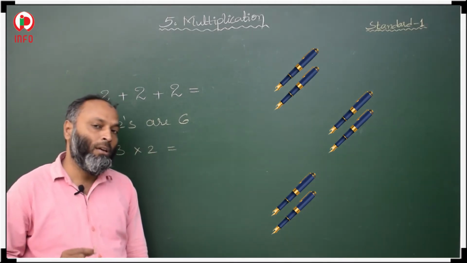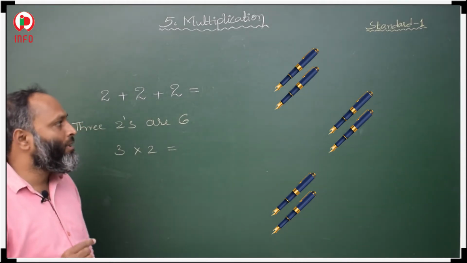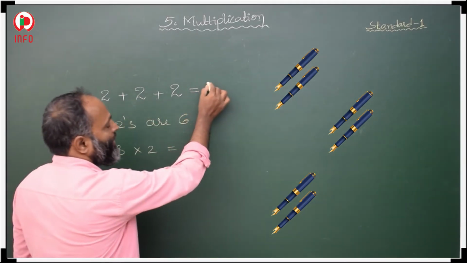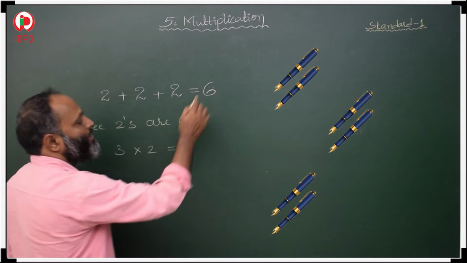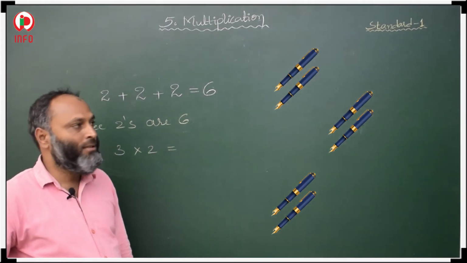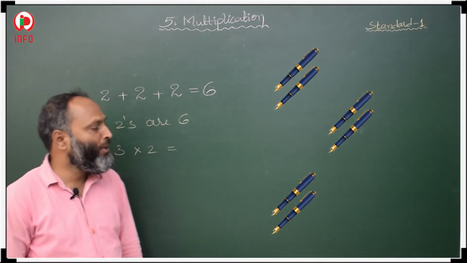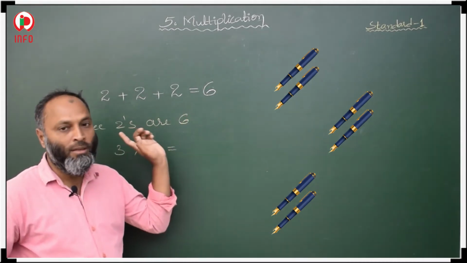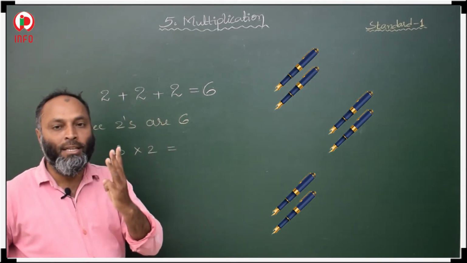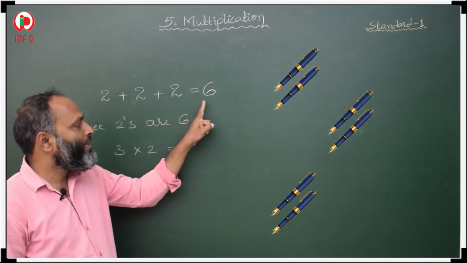Equal number of pens. Then how to add? 2 plus 2 plus 2. Then total how many pens were there? Total 6 pens. 2 plus 2 is 4, 4 plus 2 is 6. 1, 2, 3, 4, 5, 6. Total 6 pens. This is repeated addition, the same number repeated thrice. So in repeated addition, what is our answer?